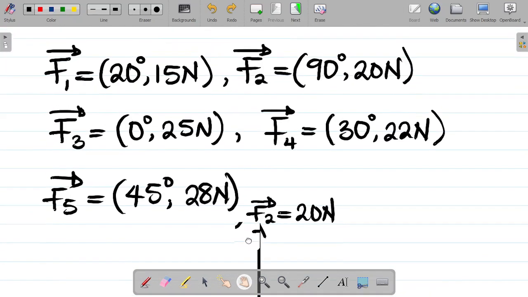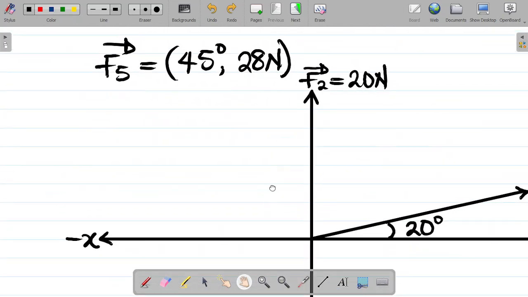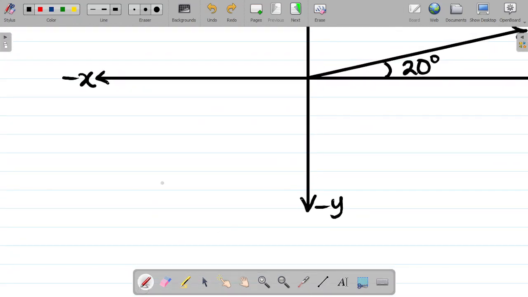All right. What about F3? They said F3, F4, and F5 are relative to the negative XY axis. Where exactly is the negative XY axis? You can see that this region here is your negative X and negative Y.